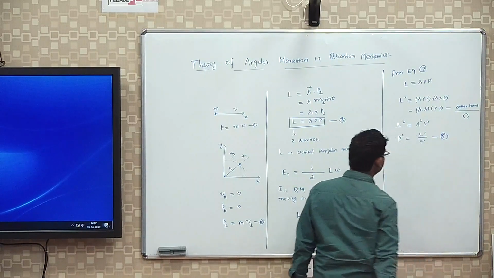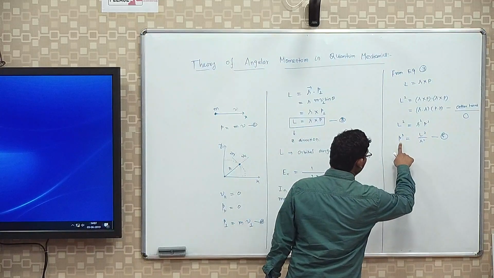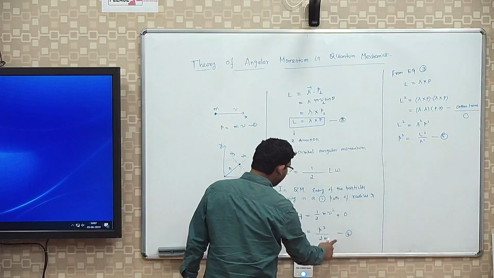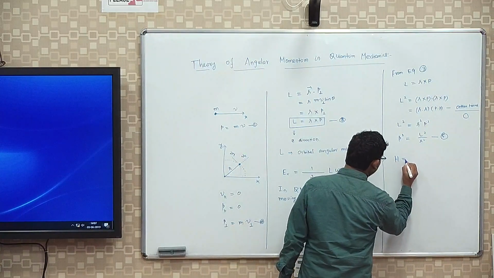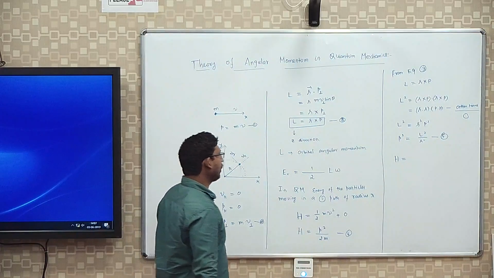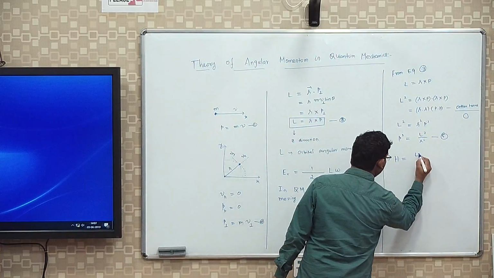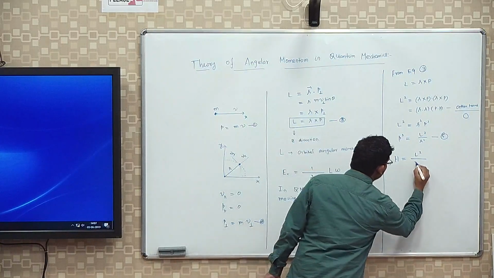This is equation number 5. If we put this linear momentum from equation 5 into equation number 4, in the Hamiltonian, H equal to p squared by 2m is nothing but L squared divided by r squared 2m.